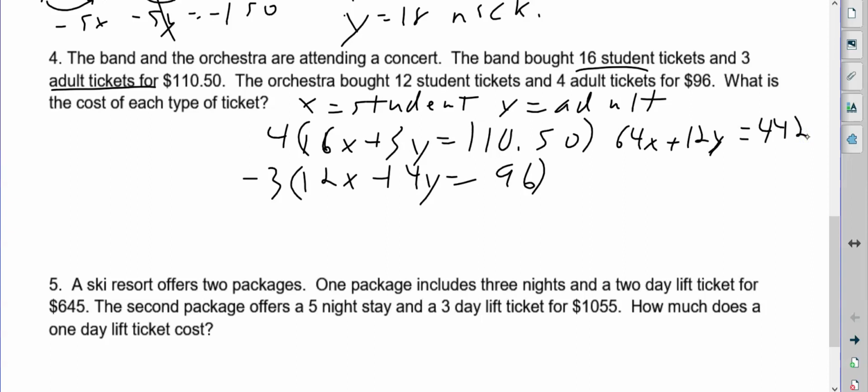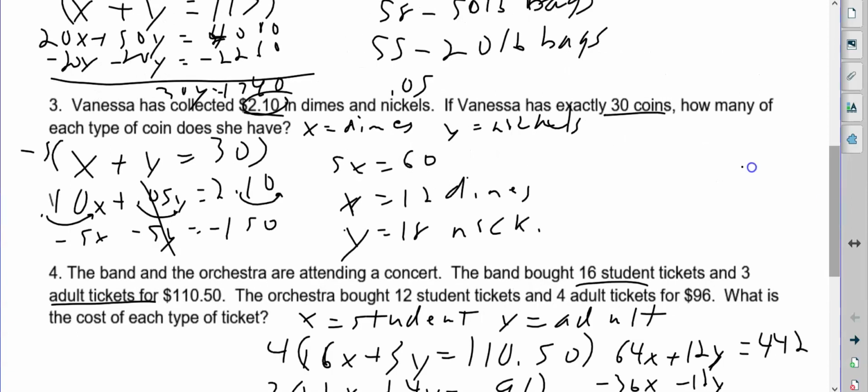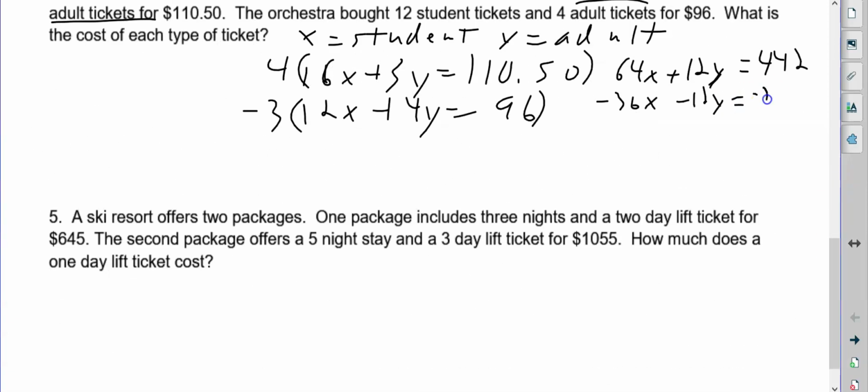And then negative 3 times 12 is negative 36x, negative 12y, and 96 times 3, negative 3, is negative 288. Oops. Add those together. I'm going to get 154 here. Cancel. 64 minus 36. See, we're ending up with positive numbers. It doesn't matter. I get 28.